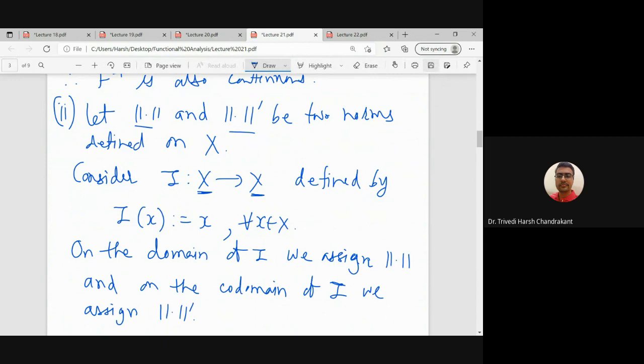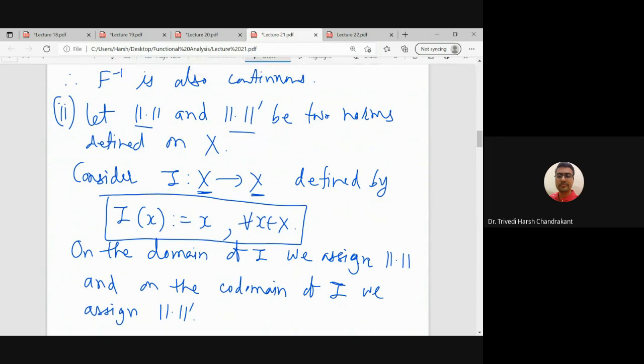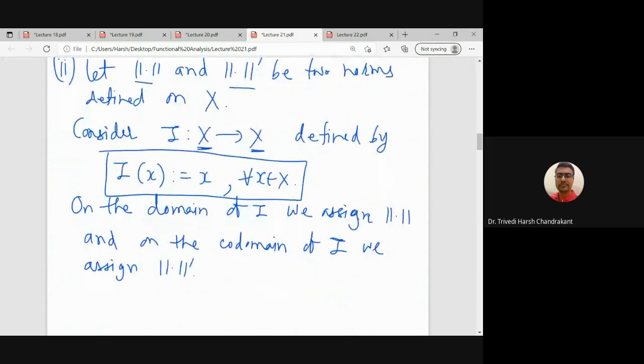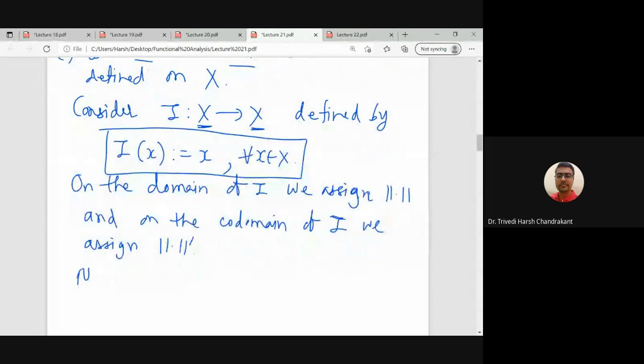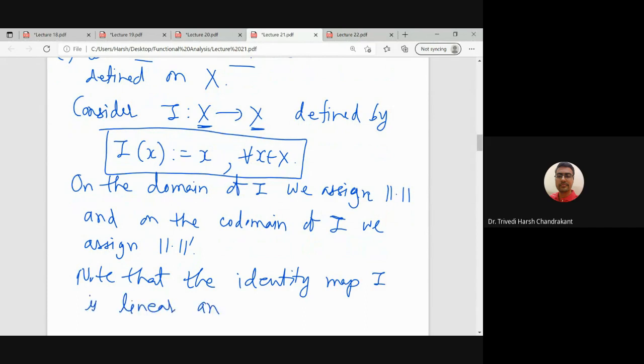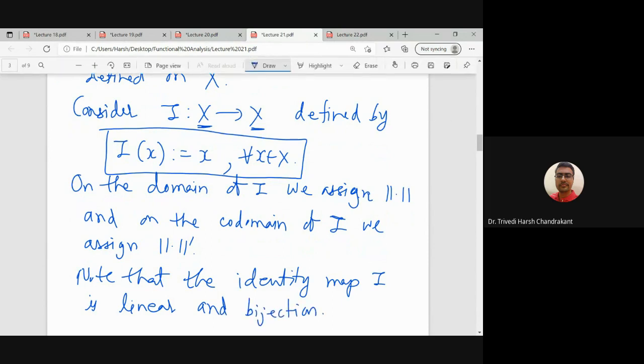So now we are considering the linear map I from X to X, which is the identity map. This map is always a linear function because it is the identity map, and clearly the identity map is one-one and onto. So note that the identity map I is linear and a bijection. It is a one-one onto linear function.